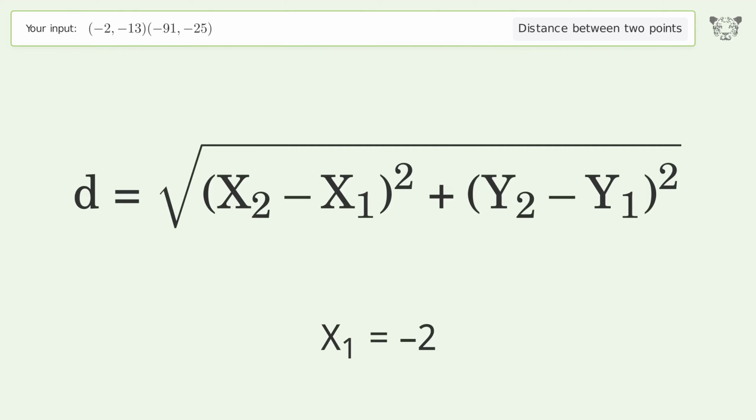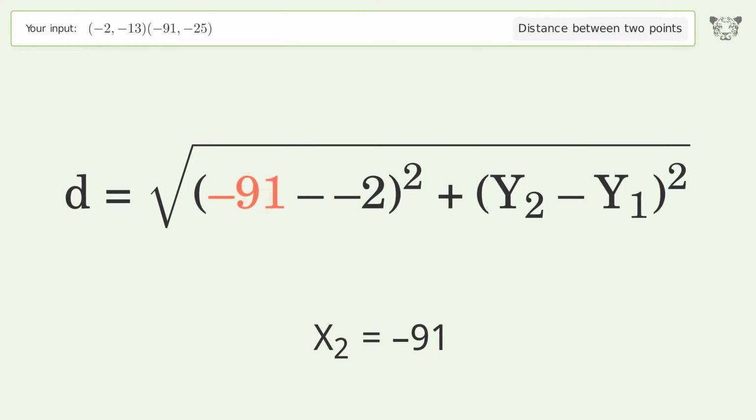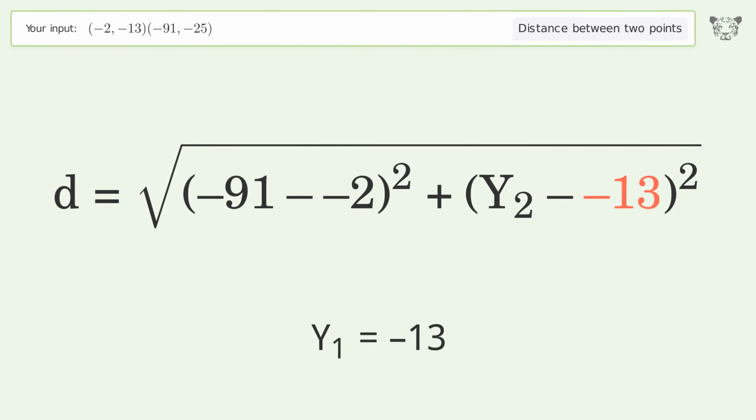x1 equals -2. x2 equals -91. y1 equals -13. y2 equals -25.